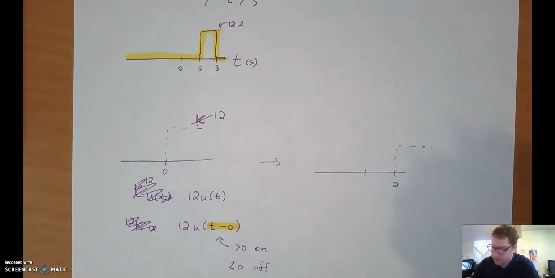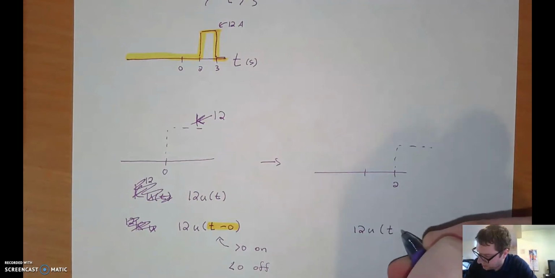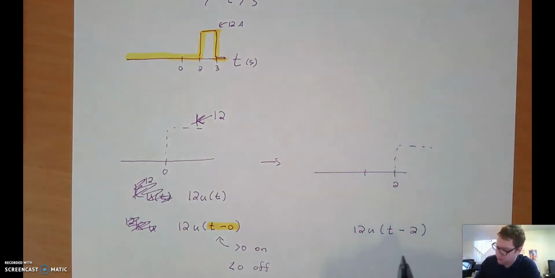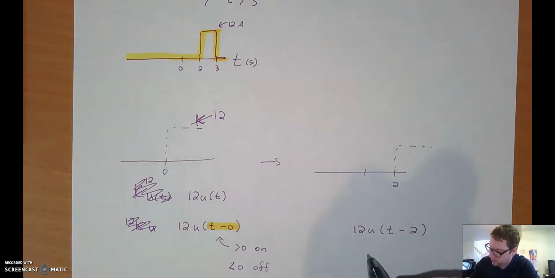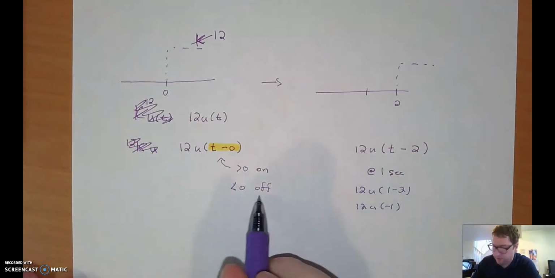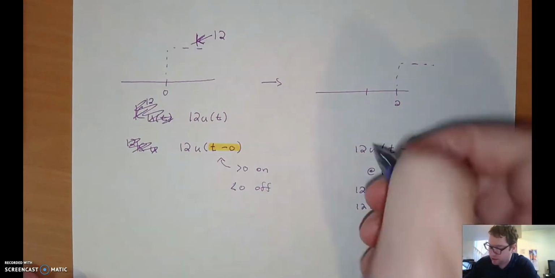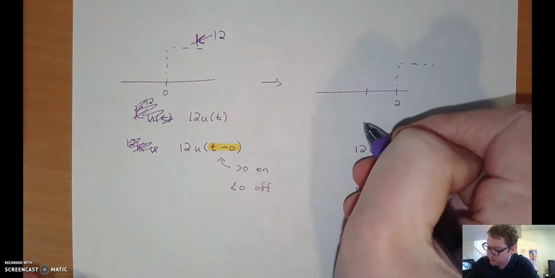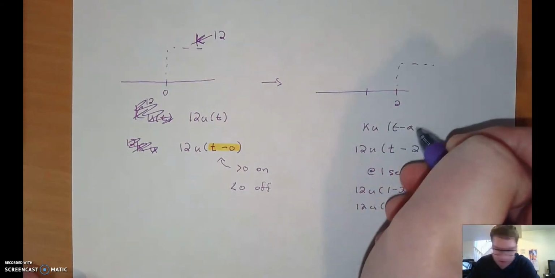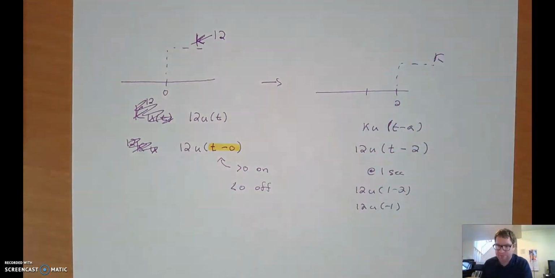But if I wanted to delay it, say, to 2, well, then I could say 12 u of t minus 2. So now if I put in 1 second, I would get 12 u of 1 minus 2. That would be 12 u of negative 1. You can't see that, so that negative 1 means we're going to be off. So this would be how we would turn it on at 2 seconds. So the generic form is something like k u of t minus a, where k is the constant we put up here last time.